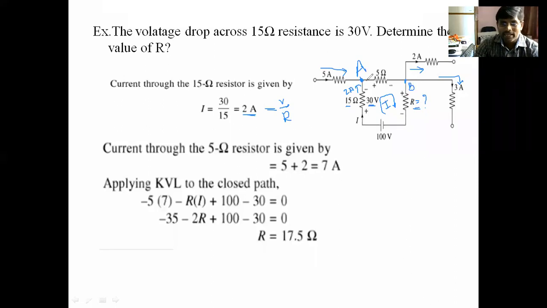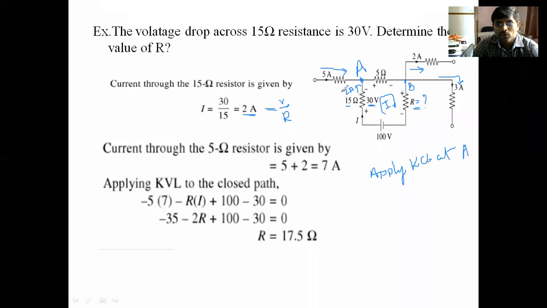Now you apply KCL at A so that you will come to know what is the current flowing through 5 ohm. What is the current flowing through 5 ohm? So now apply KCL, all of you must note down. Apply KCL at A.